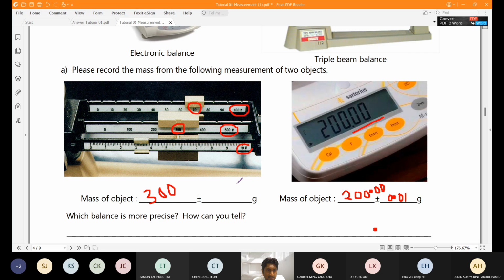One section is showing one graduation of 1. So the uncertainty for this analog machine, that is not a digital machine, is the one section divided by 2. So it will be 0.05. The section value is 0.05.